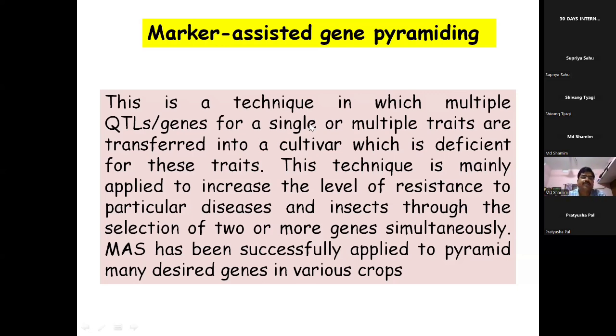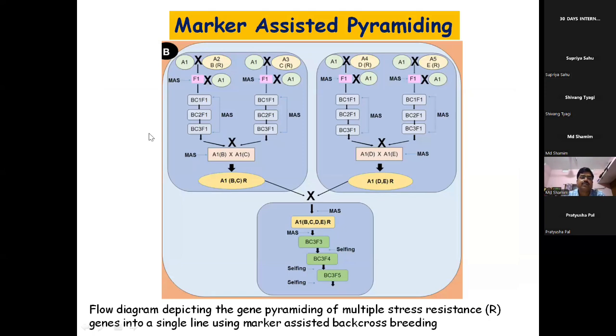In this method, we cross the two parents, then at the level of the BC3F1 population, we cross again, and in one population, and then again the population at the same BC3F1 is crossed to pyramid the desired genes in a single progeny. So by this marker breeding approach, we can pyramid more than one trait in a single population.